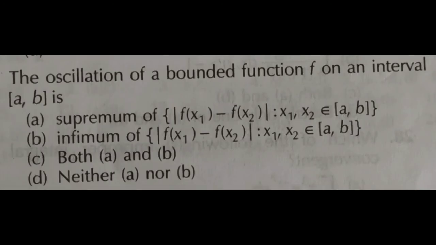The oscillation of a bounded function f on a closed interval [a,b] is: option A, the supremum of the set of |f(x1) - f(x2)| such that x1, x2 belong to [a,b]; option B, the infimum of the same set; option C, both A and B; and option D, neither A nor B.